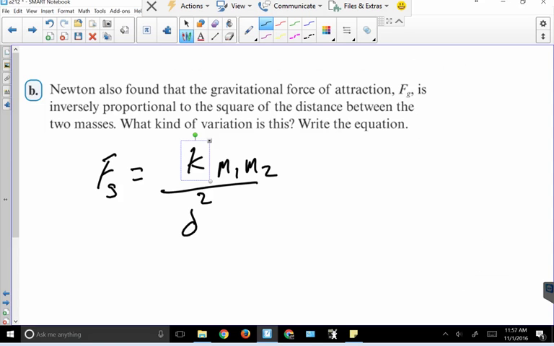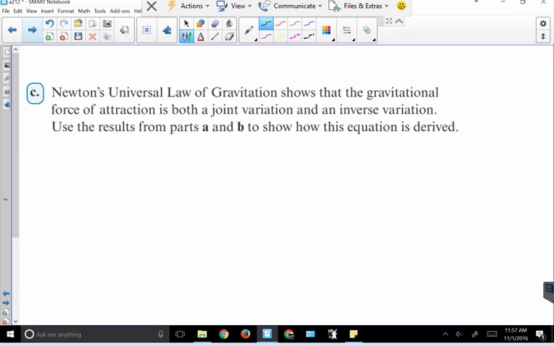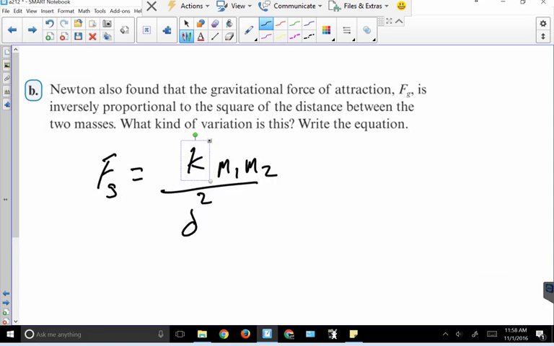So, give this a whirl here. Now, on C here, it says Newton's universal law of gravitation shows that the gravitational force of attraction is both a joint variation and an inverse variation. So, what I had written down here is the combination of those two. Because when it said inversely proportional to the two masses, I jumped right ahead to it because that's what it would look like.